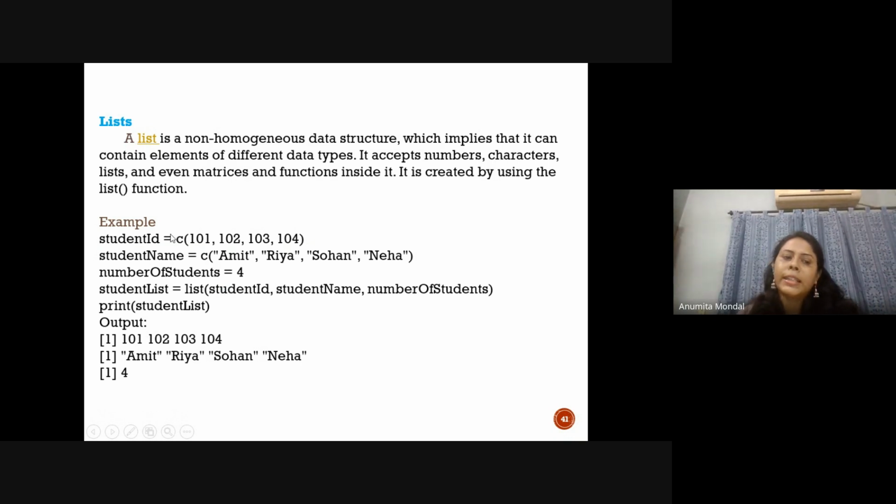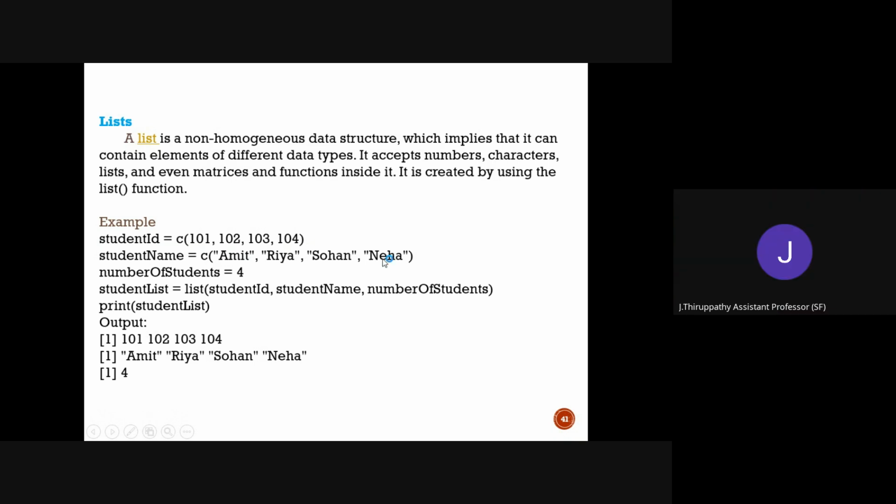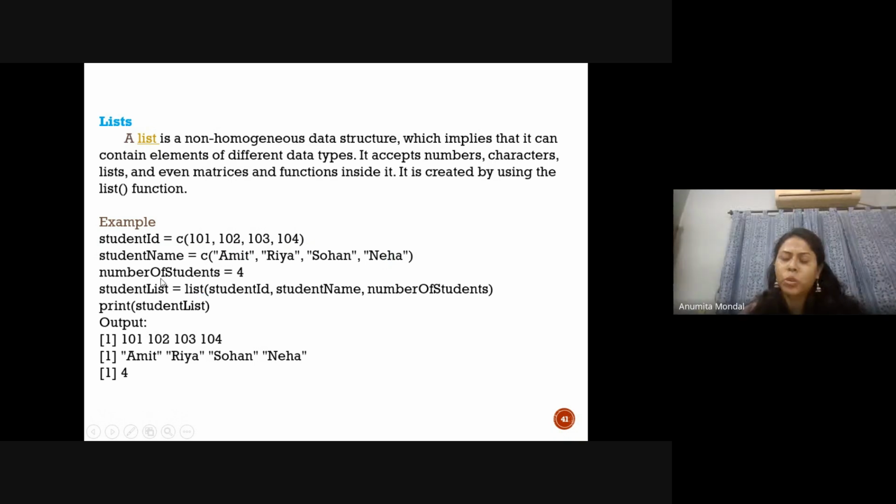Like in this case, I have mentioned the student ID, using c, with ID numbers 101, 102, 103, and 104. And their names are Amit, Riya, Sohan, and Neha. And the number of students is 4. And the student list is also given here.